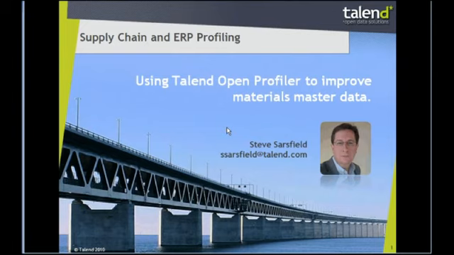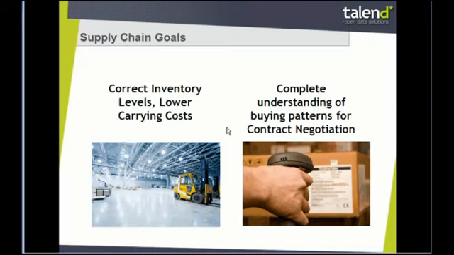Today we're going to talk about an exciting topic, supply chain and ERP data. We're going to talk about how we can improve data quality within your materials master data. So the business goal that we're after here when we talk about improving supply chain data is really twofold. First, we want to make sure that we are carrying the correct inventory levels, and we want to make sure that our carrying costs are low. So we want to make sure that our data accurately reflects what's in inventory. So that's the first reason.